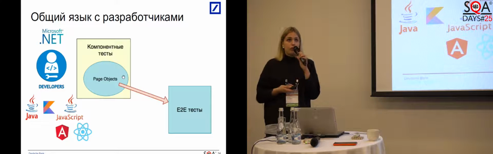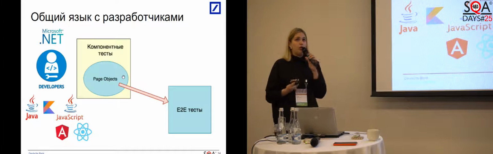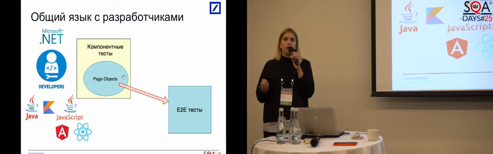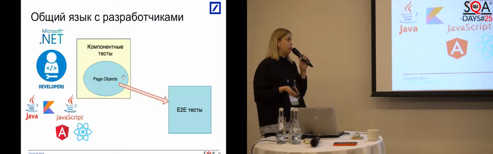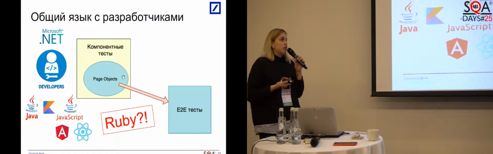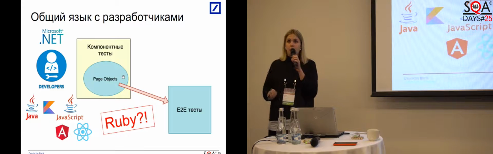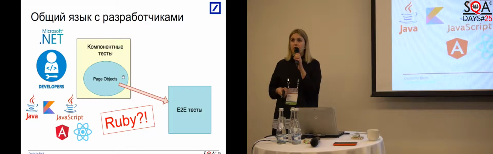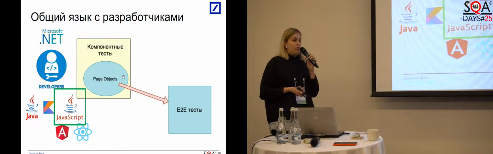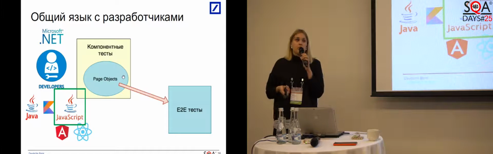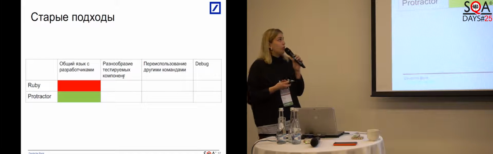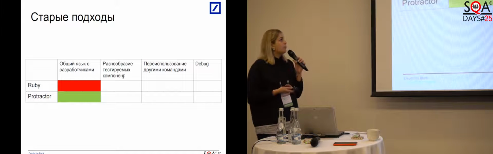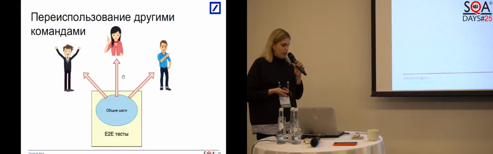Since the developers don't use Ruby in their daily life, their competence was not enough for quality automation using this language. Protractor was used in JavaScript, so we didn't have this problem. And since we used this general criterion, Protractor won.